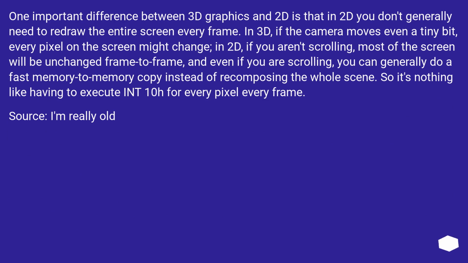One important difference between 3D graphics and 2D is that in 2D you don't generally need to redraw the entire screen every frame. In 3D, if the camera moves even a tiny bit, every pixel on the screen might change. In 2D, if you aren't scrolling, most of the screen will be unchanged frame to frame, and even if you are scrolling, you can generally do a fast memory-to-memory copy instead of recomposing the whole scene. So it's nothing like having to execute a shader for every pixel every frame. Source: I'm really old.